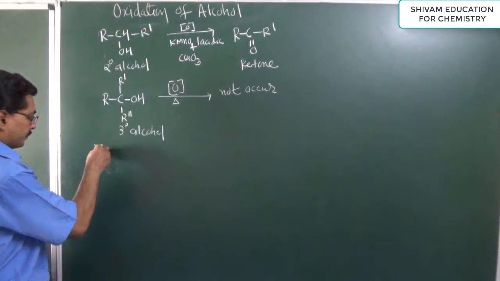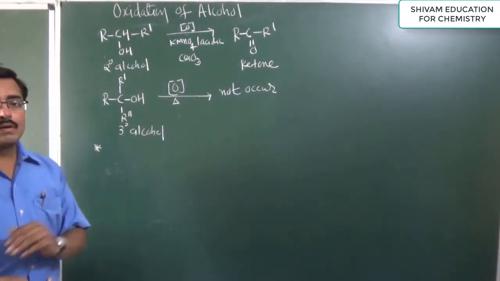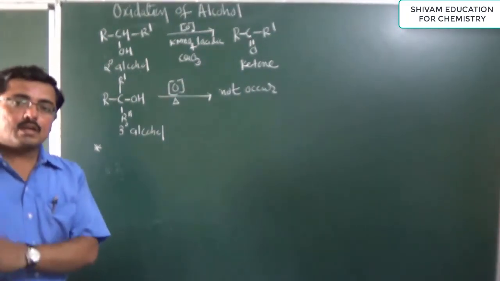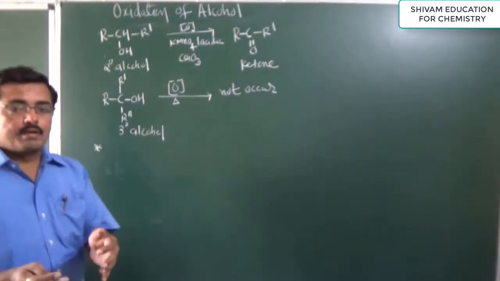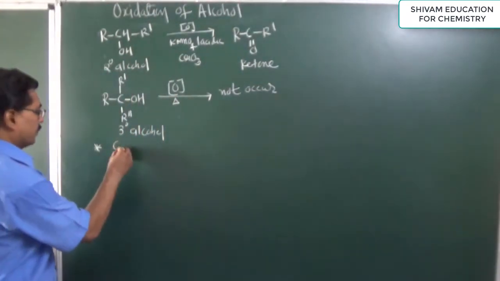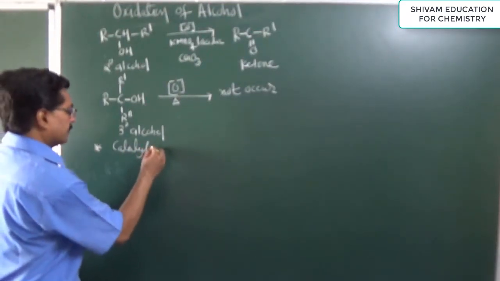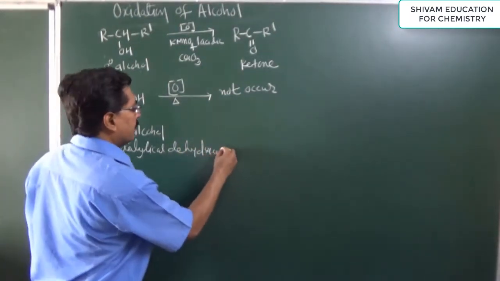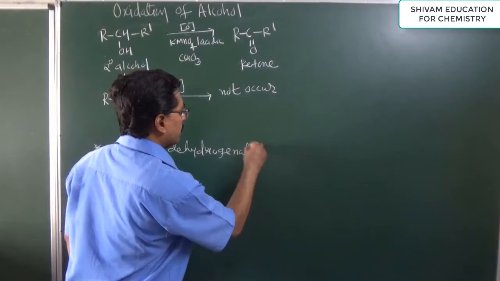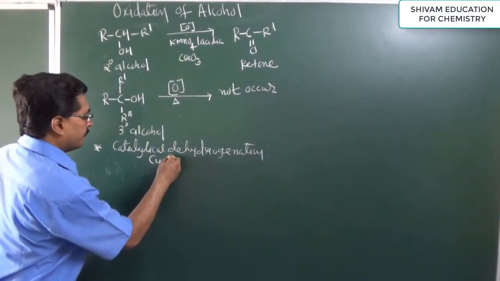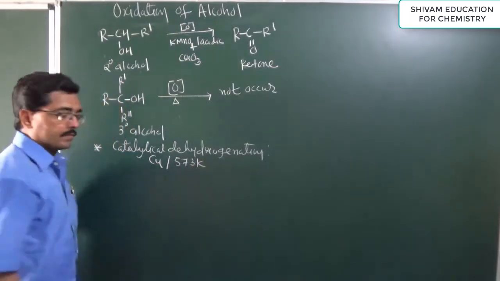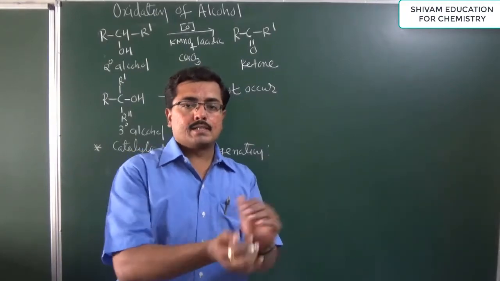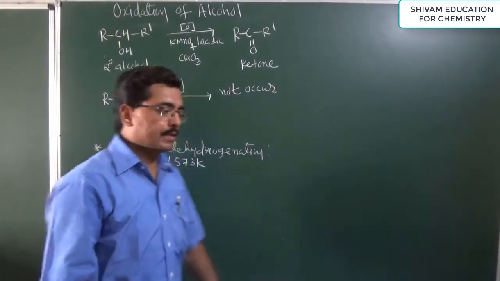But before this, the same type of oxidation can be achieved by catalytic dehydrogenation, using copper as a catalyst. Catalytic dehydrogenation can be achieved by using copper as a catalyst at 573 Kelvin temperature. So the alcohol vapor is allowed to pass over the copper catalyst at 573 Kelvin.